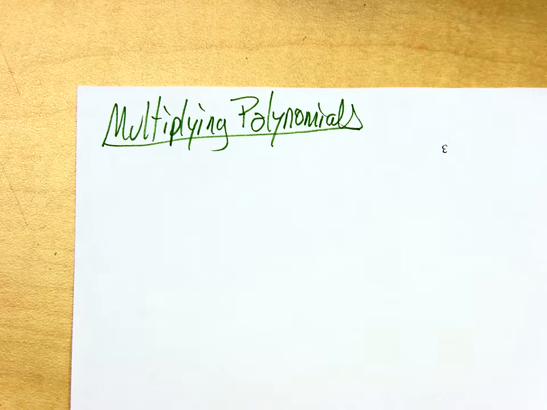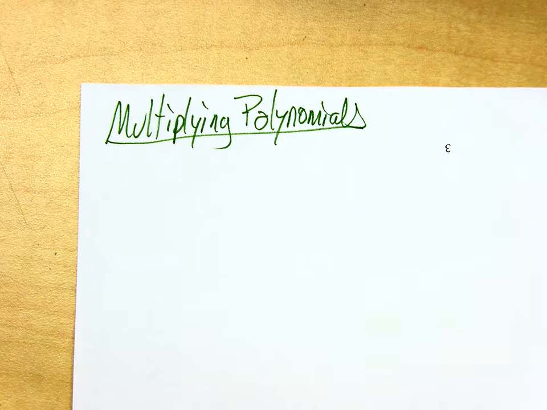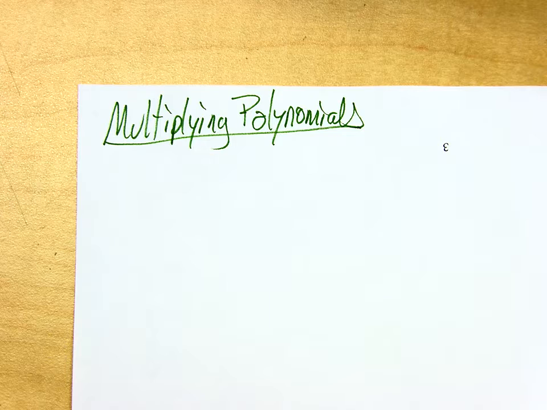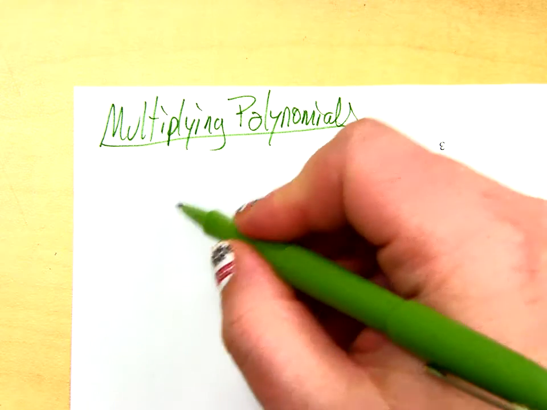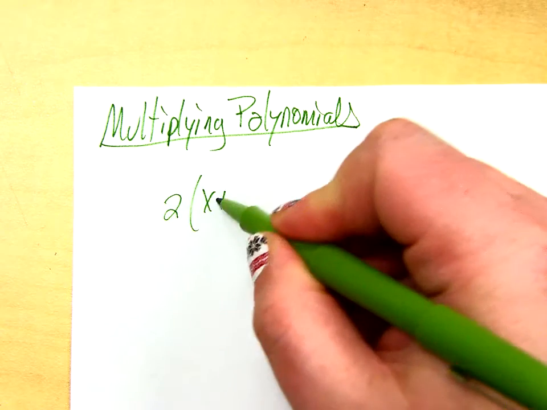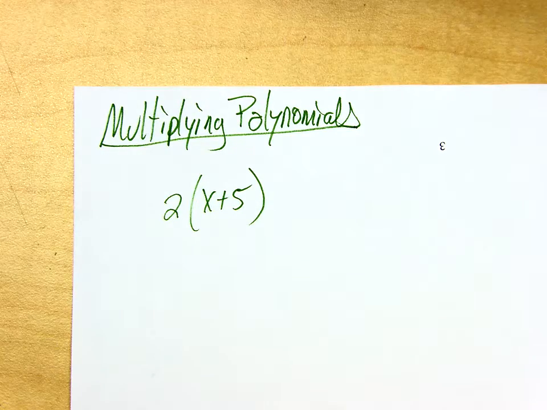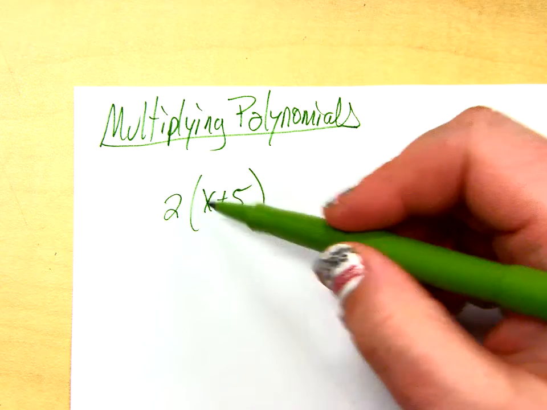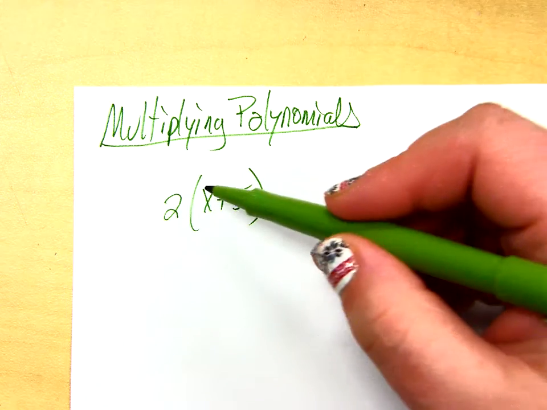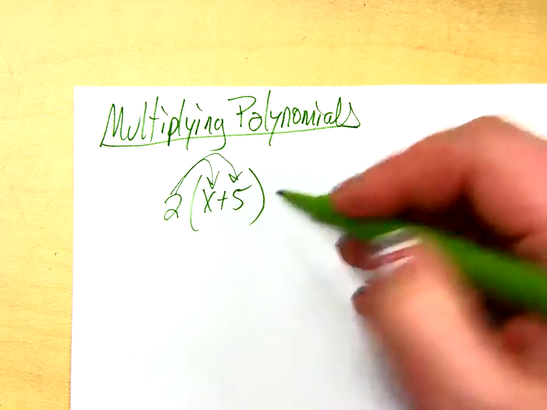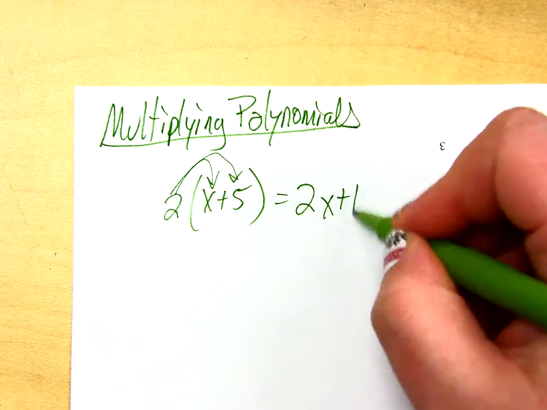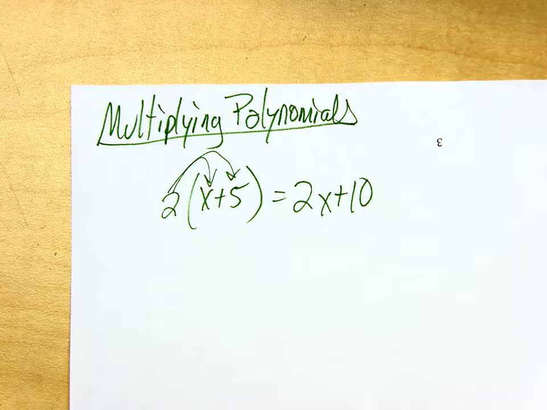Today we are multiplying polynomials. You guys already know how to do a little bit of this. For example, you are multiplying polynomials when you do this. If I ask you to simplify that, what does that come out to be? 2x plus 10. If you distribute that 2, you just get 2x plus 10. You just multiplied polynomials there.